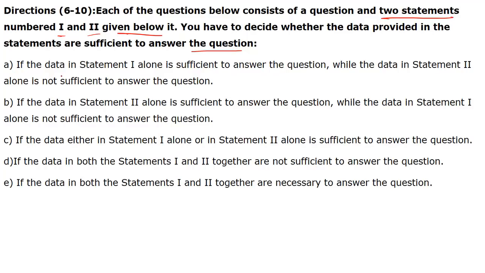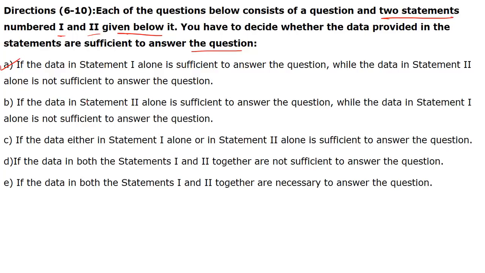The first option: if the data in statement 1 alone is sufficient to answer the question, while the data in statement 2 is not sufficient to answer the question. So see here friends, if the data given in the first statement itself is enough to solve the question, and you cannot answer the same question with the data provided in statement 2, then you have to mark your answer as option A.